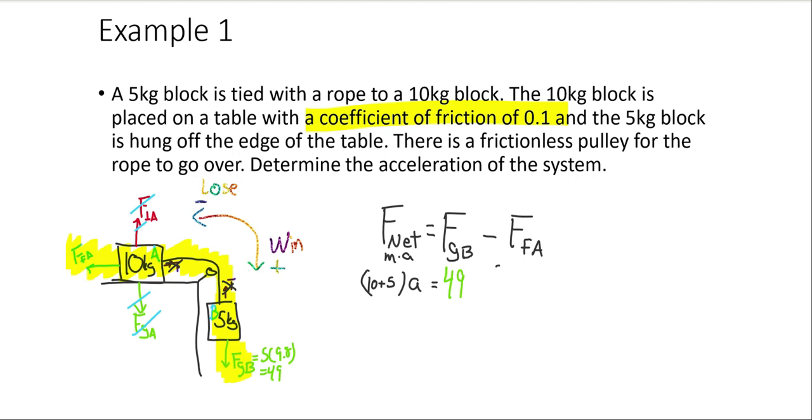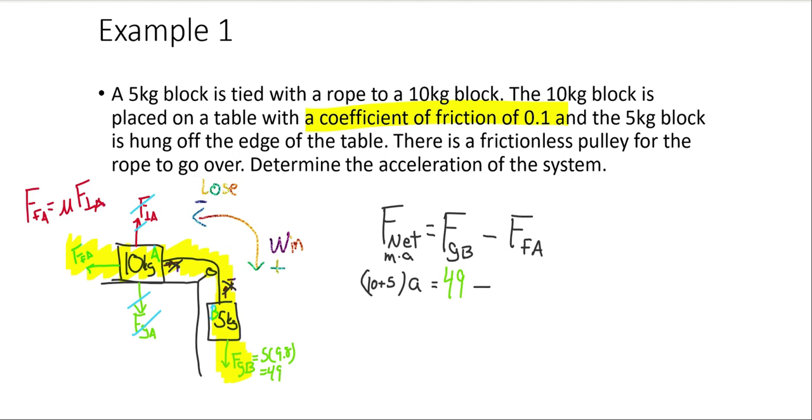The only thing that we haven't done here is the force of friction of A. Do we know what the force of friction of A is? Oh, not right now. We're going to have to spend a little bit of time trying to figure out what this force of friction of A is. Well, the formula that we have for force of friction is the coefficient of friction multiplied by the relevant normal force, or in this case, the normal force on object A.